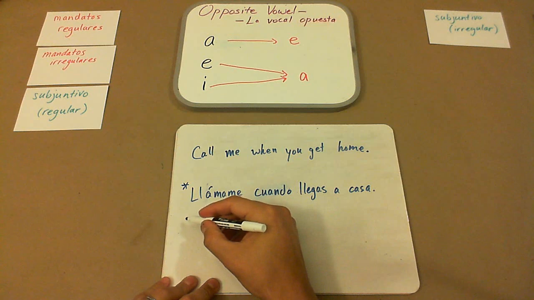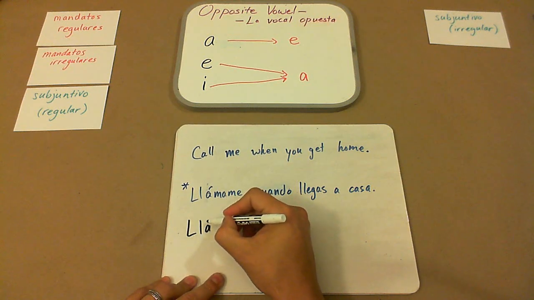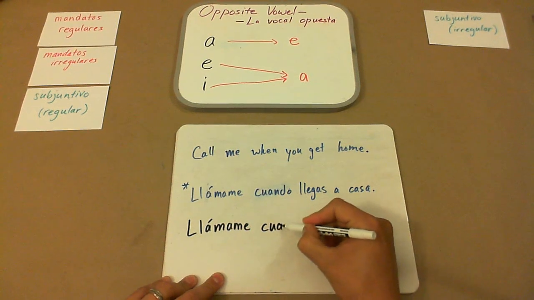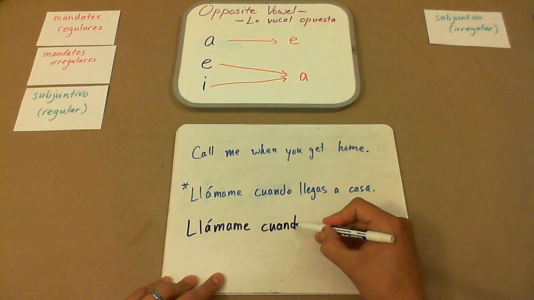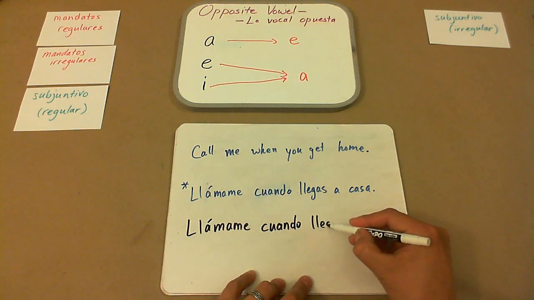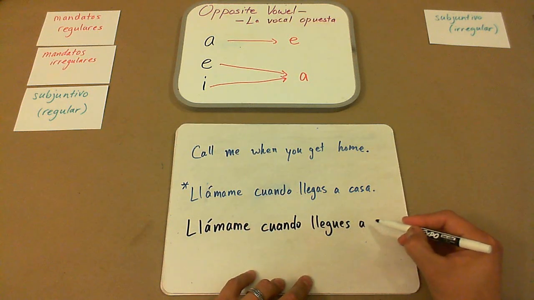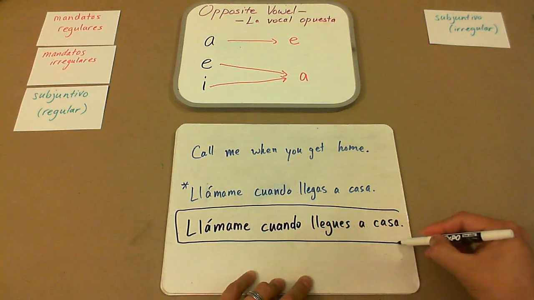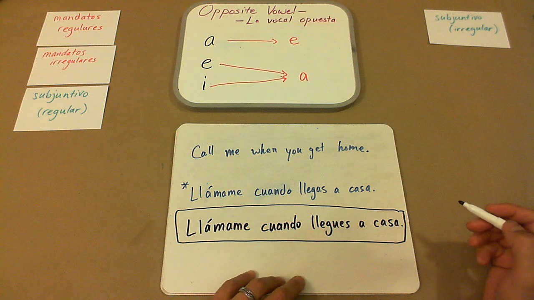So we have to say, well, actually, you know what this is, right? What's the subjunctive of llegas? Notice we don't have to use the que, we just say, llámame cuando llegues a casa. This is what's correct. Llámame cuando llegues a casa.